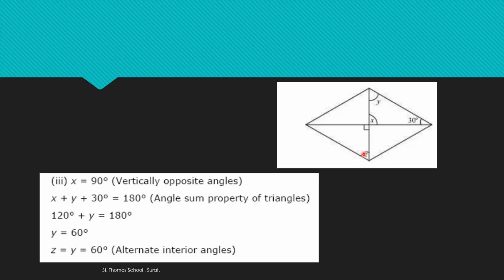And what about the value of z? These two lines are parallel and this is a transversal. So z and y are alternate interior angles and they are equal. So y we got 60, so z is also 60 degrees. So z is equal to y is equal to 60 degrees, alternate interior angles. Is it clear? Yes.